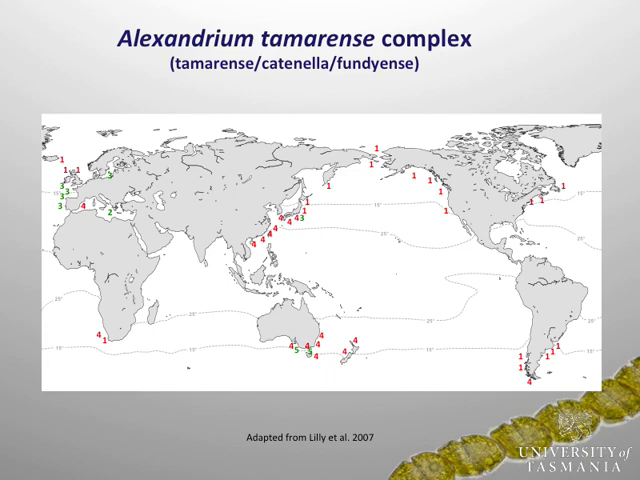Alright, so if we have a look at the whole lot, the Alexandrium tamarense complex as it's known, which has these 5 different types in it. Look across the globe, we've got group 1 here, there, up there, here, up in the north. We've got group 4, which is the chain forming variety in southeastern Australia and New Zealand, and also up here in Southeast Asia and Japan and so on.